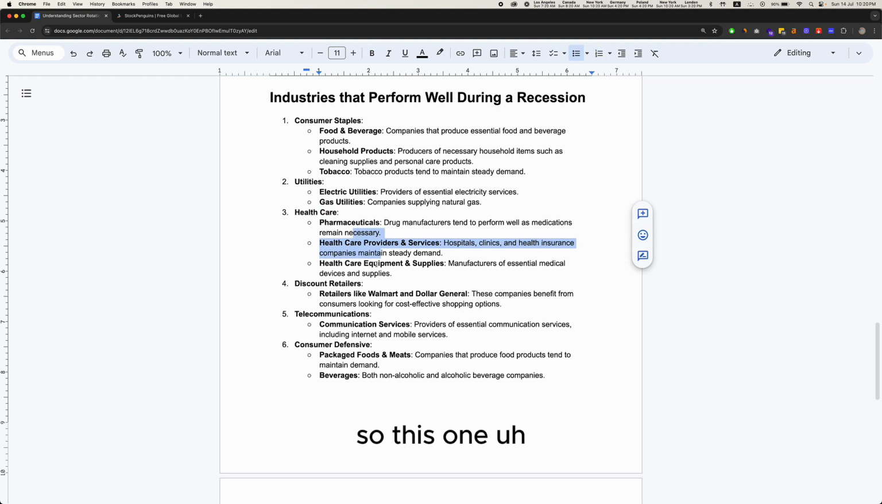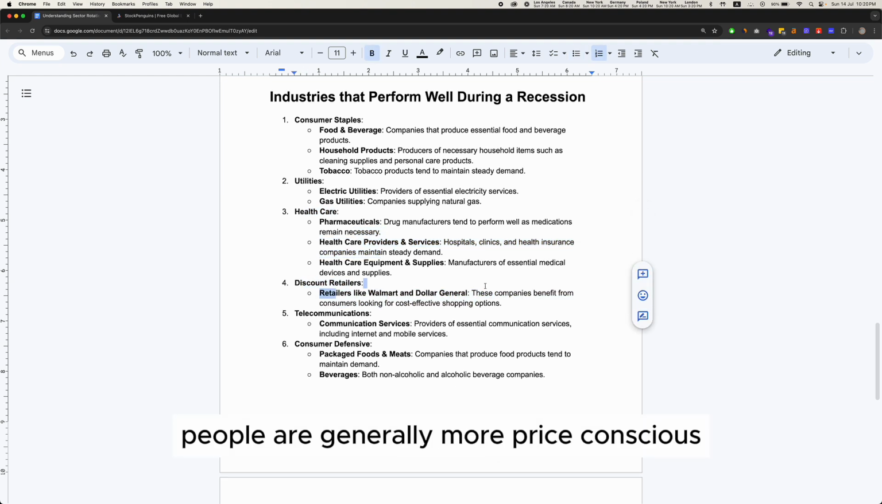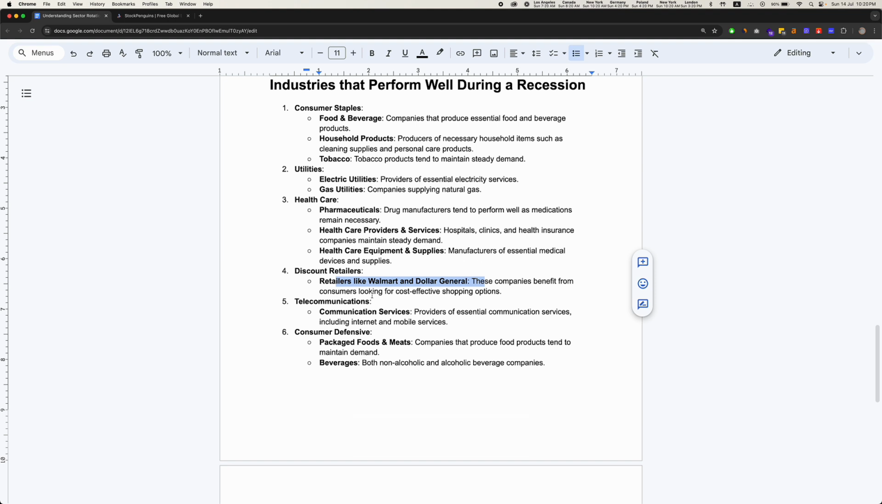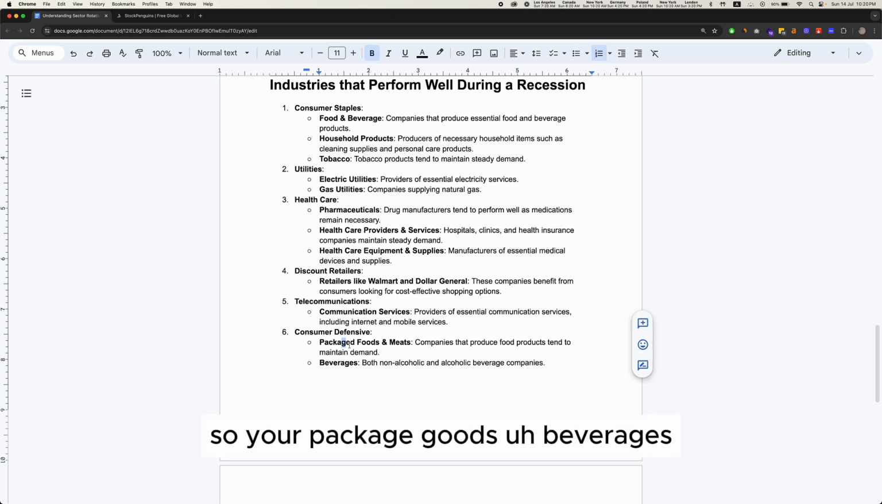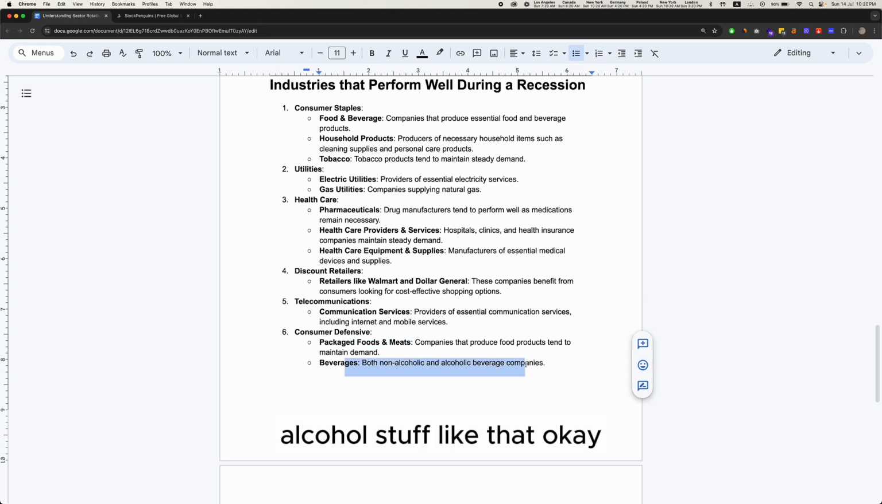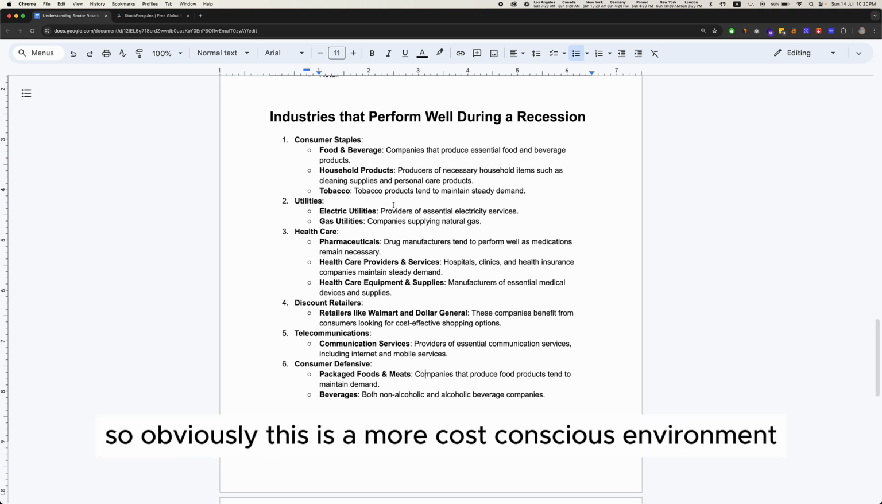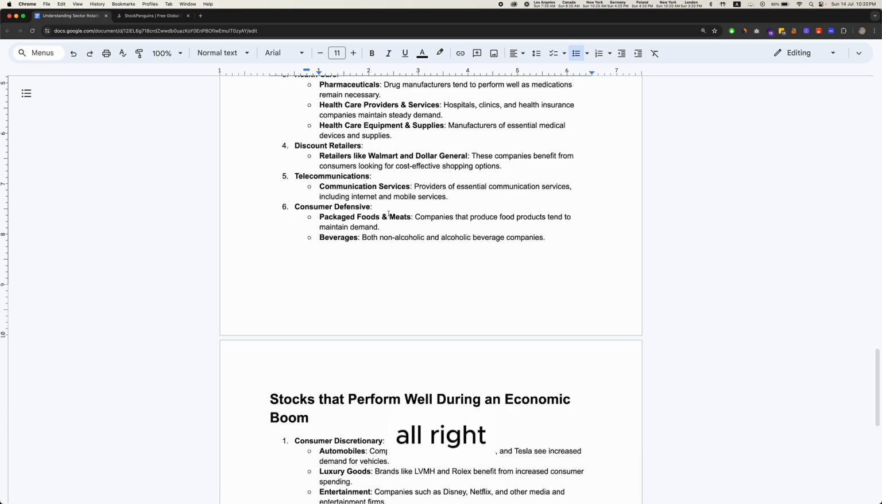So this one, discount retailers, right? When a recession hits, people are generally more price conscious, and then they will go to Walmart. They want more discounts, stuff like that. All right, telecommunications. You're not going to cut your internet. You're not going to cut your mobile services. Consumer defensive. So your packaged goods, beverages, alcohol, stuff like that. Okay, so obviously this is a more cost conscious environment where consumer confidence is down. All right.